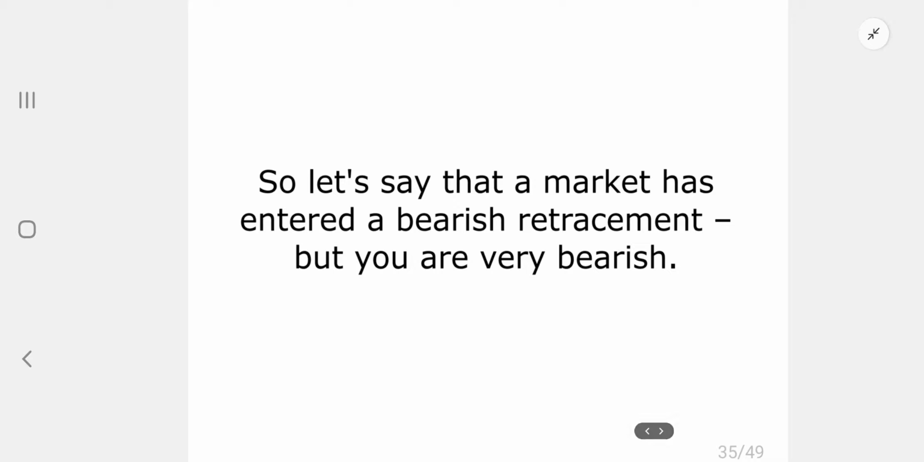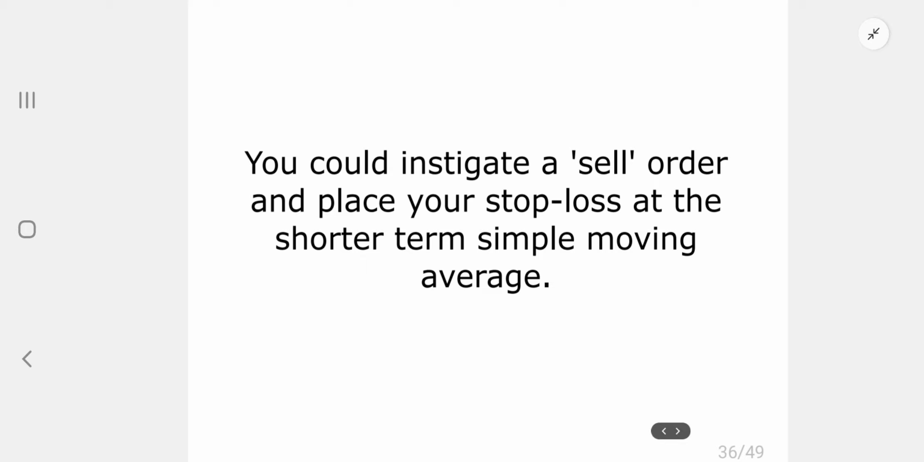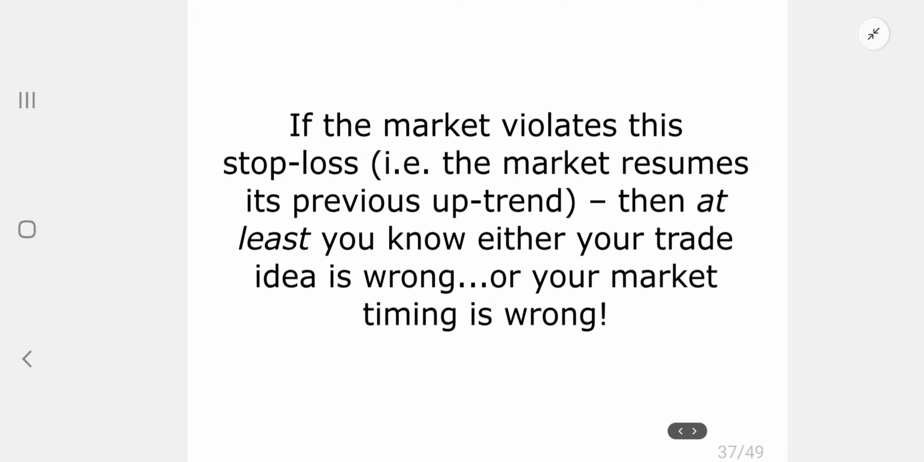So, let's say that a market has entered a bullish retracement, but you are very bearish. You could instigate a sell order and place a stop loss at the shorter term simple moving average. If the market violates this stop loss, i.e. the market resumes its previous uptrend, then at least you know either your trade idea is wrong or your market timing is wrong.